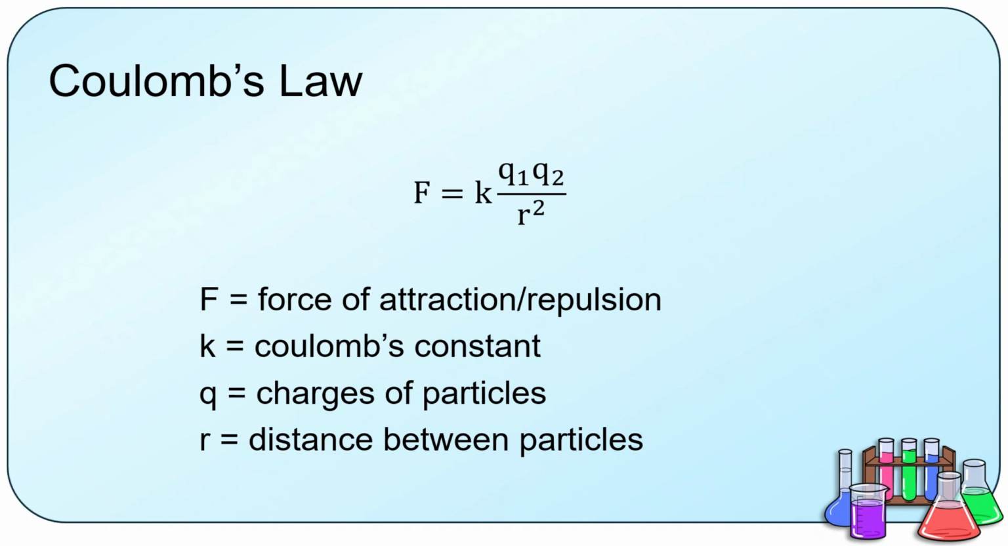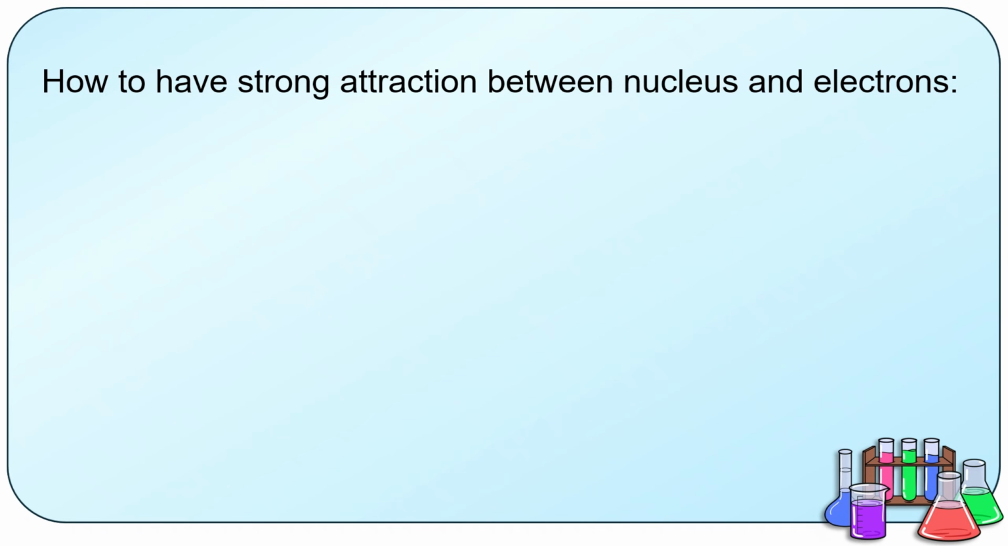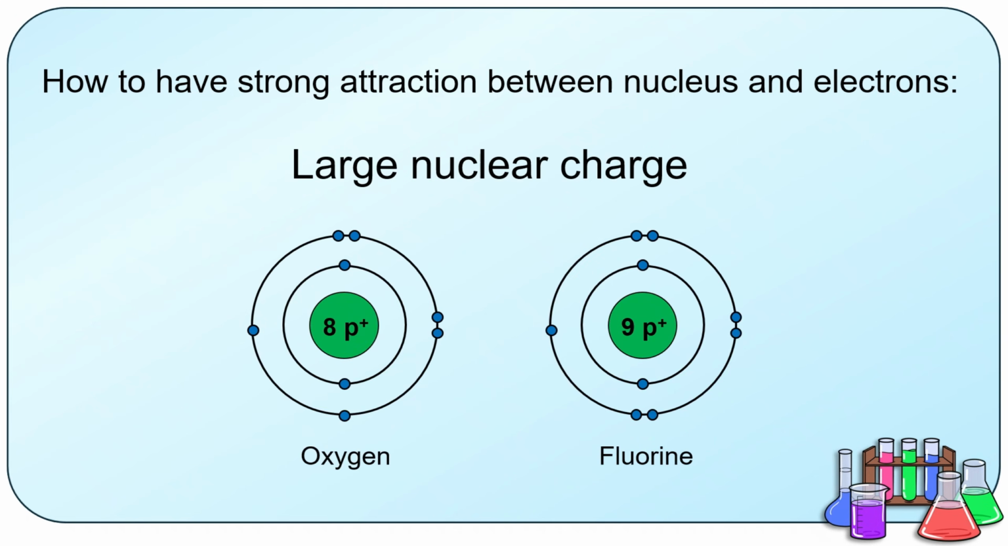This might seem like a complicated formula, but to understand periodic trends, you just have to know when there's strong attraction between the nucleus and the electrons, and when there's weak attraction. You'll know whether an attraction is strong or weak if you just focus on charges and distance. Here's how to get strong attraction between the nucleus and the electrons around it. The first option is having a large nuclear charge. Between these two atoms, fluorine has more protons, which means it has higher nuclear charge, so fluorine will attract its electrons more than oxygen does.